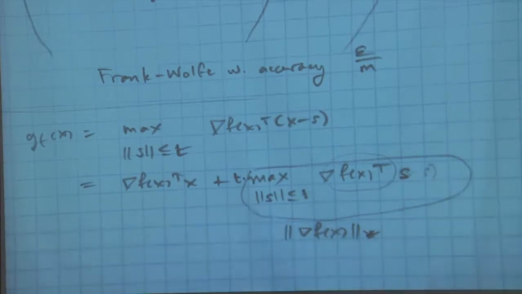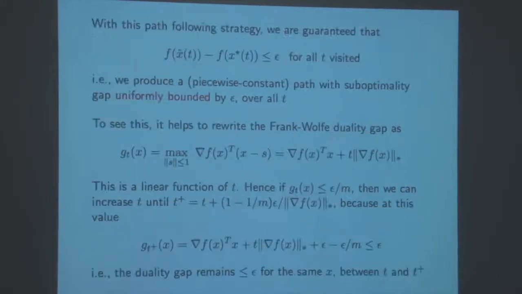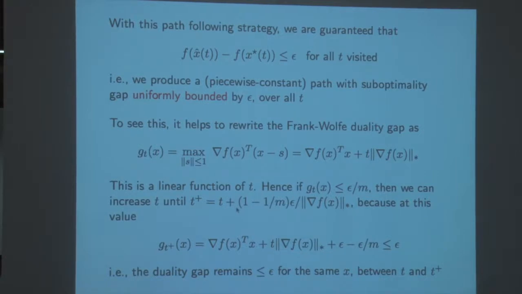And if I do that, I'm solving for the duality gap to be equal to epsilon. Yeah, if I solve for this equal to epsilon, once I know that it's at epsilon over m at the point x, this is the value of t at which it crosses epsilon. Okay? That's the entire argument.